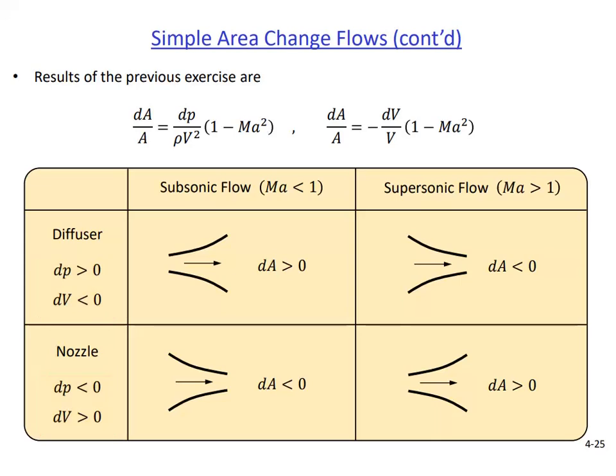And what about the sonic flow case, where the Mach number is unity? In both of the equations, the right-hand sides become 0 when the Mach number is 1. This means that the left-hand sides should also be 0, which can happen if dA is 0, that is, the cross-sectional area goes through a minimum. We will discuss this special sonic flow case more in the next slide.